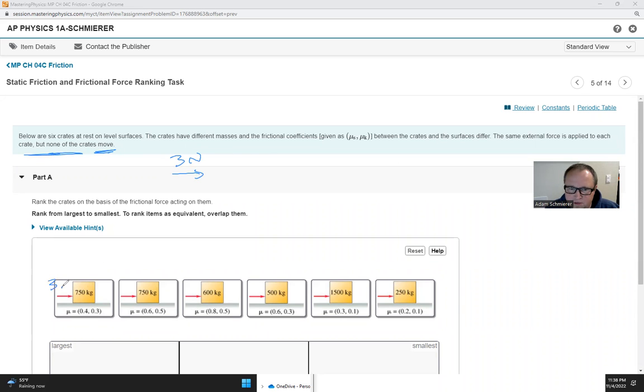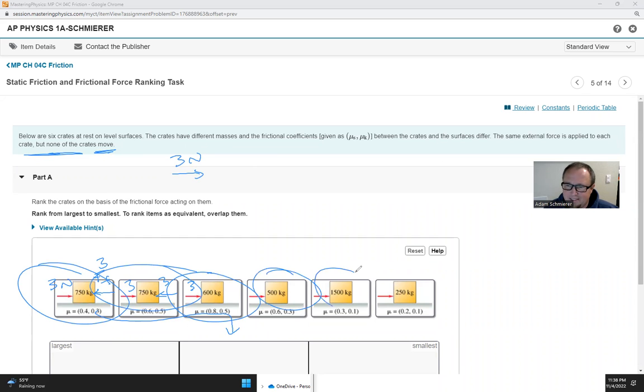If you push it with 3 newtons and it doesn't move, what's the friction? 3. Because if it doesn't move, they have to be equal to each other. Okay. So if this guy gets pushed with 3, that's also going to be 3. So guess what? They are all exactly the same. So drag all of these and stick them here.